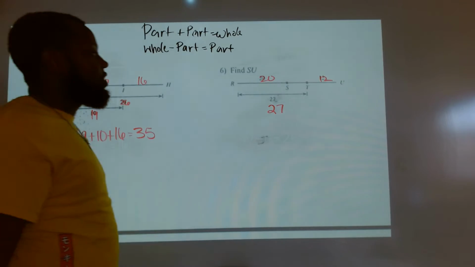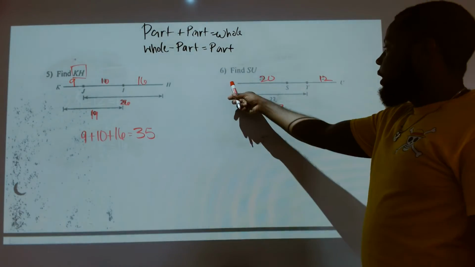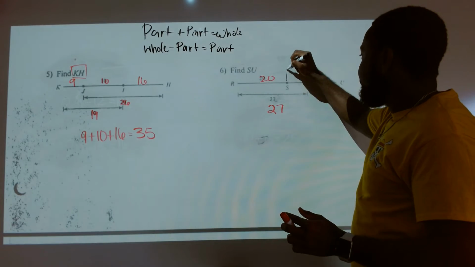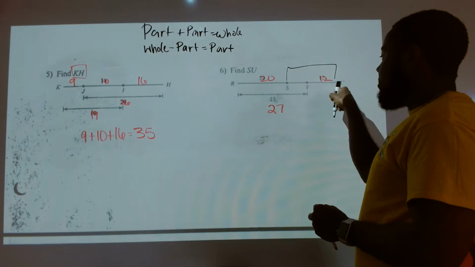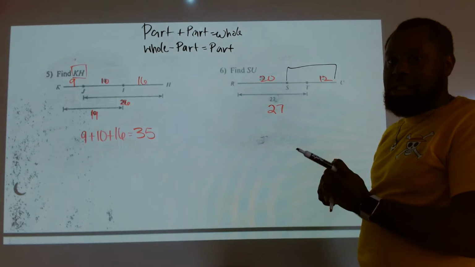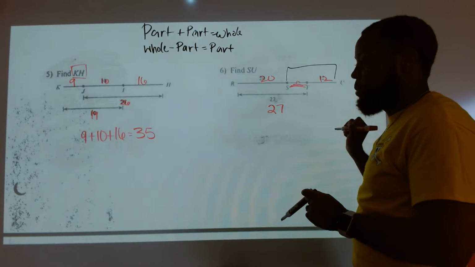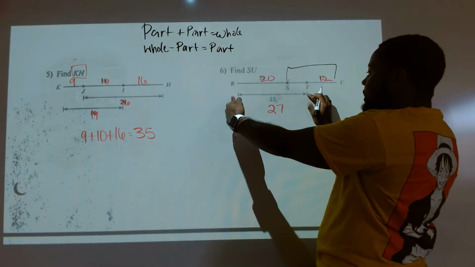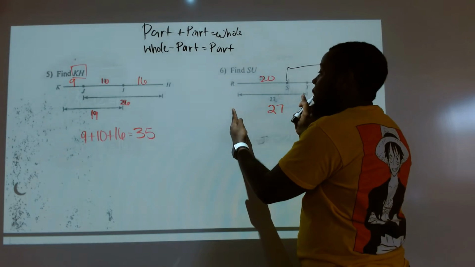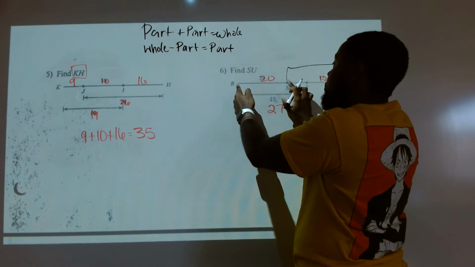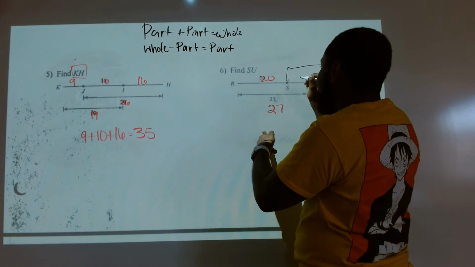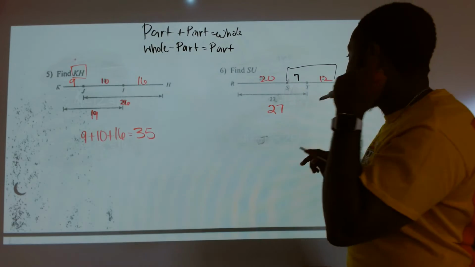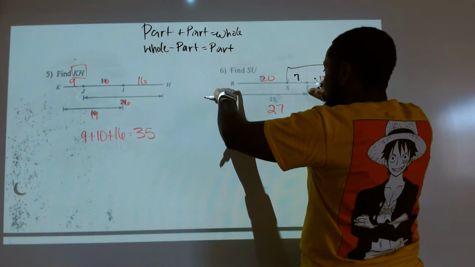Now let's go over here and apply the same rules. It says find SU, meaning I need to map this part out. But to map this part out, I need to first figure out what is ST. I need to figure out what this number is. So let's go ahead and look at this. I know from R to T, that length is 27. But part of that 27 is 20. So how can I go from 20 to 27? That missing number is 7. 20 plus 7 gives me 27.